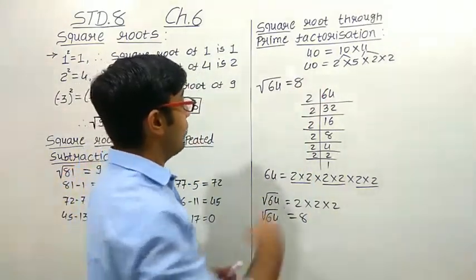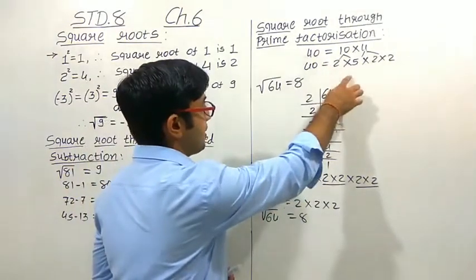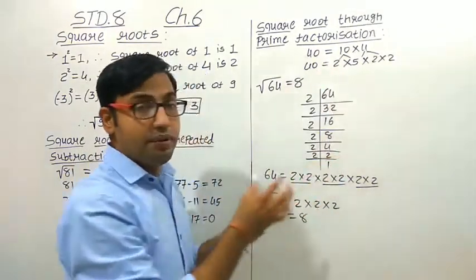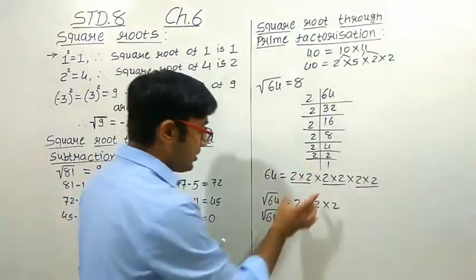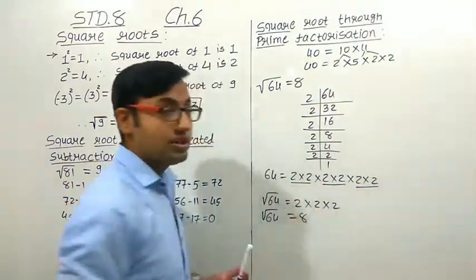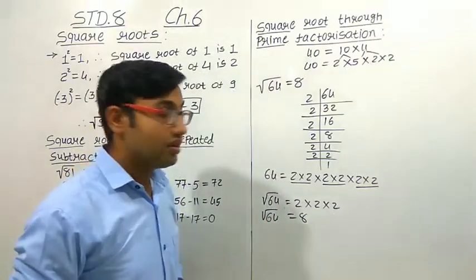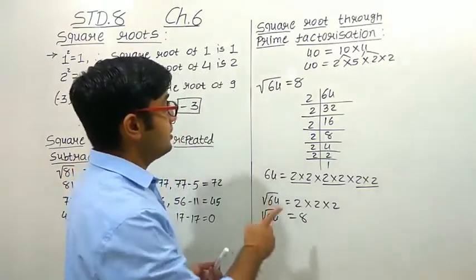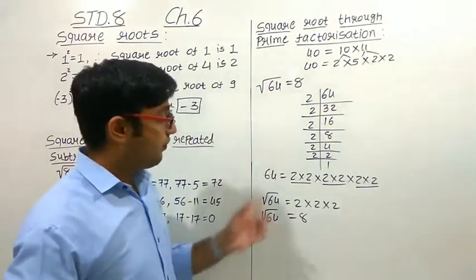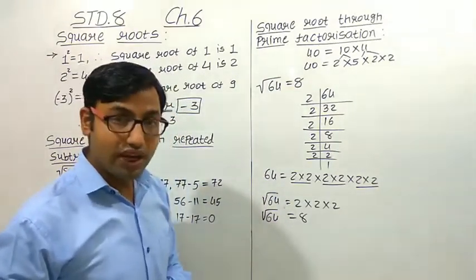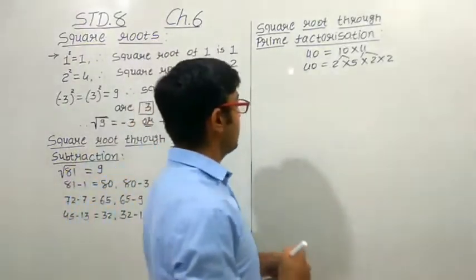Okay, so this is what prime factorization is, this is how we can find out the prime factors of any given number, and this is how we can find out the square root of a number. So in this way, by using the prime factorization method, we can find out the square root. Let us consider one more number.